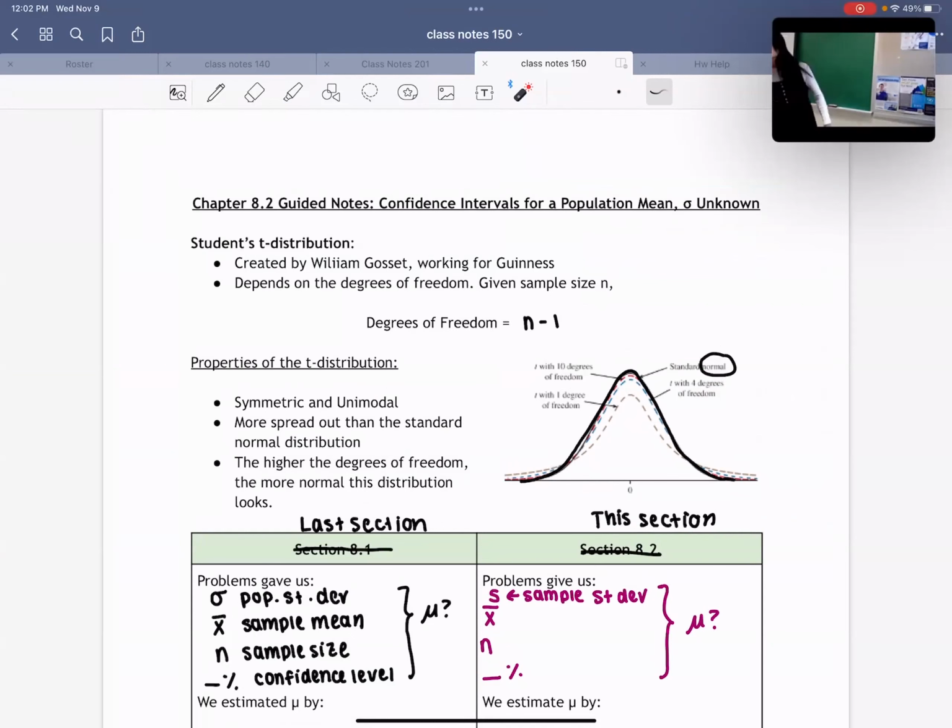Let's just take a look at these notes, see what we did last class and what we're doing this one. So we started a new type of question.